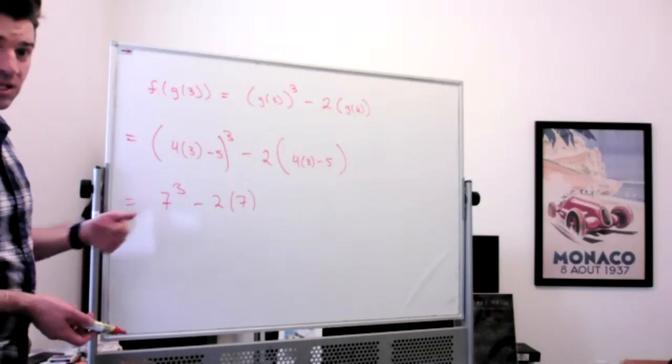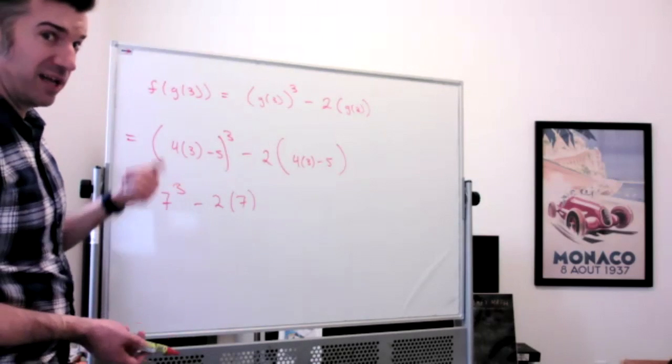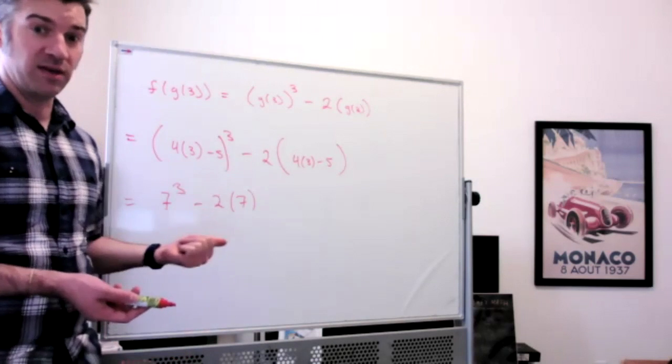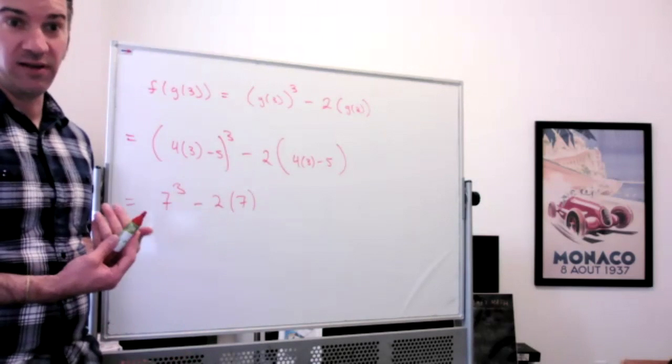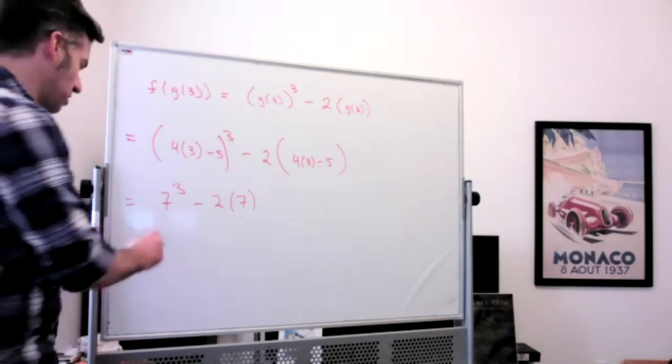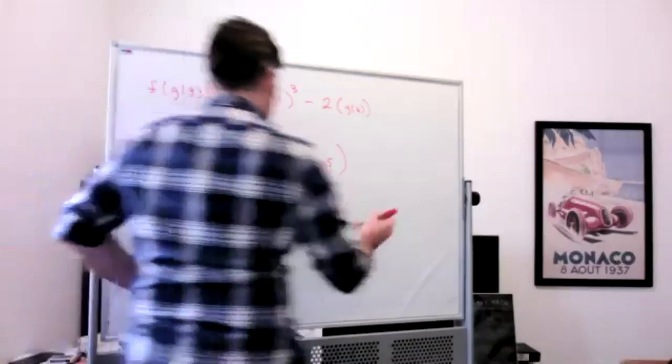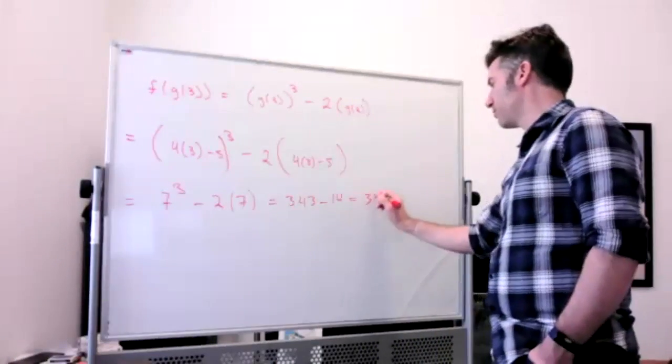What's 7 cubed? Well, 7 squared is 49. And 49 times another 7 is, well, 50 times 7 is 350. So 49 times 7 is 1 seven less, which is going to be 343. So 343 minus 14, which is going to be 329.